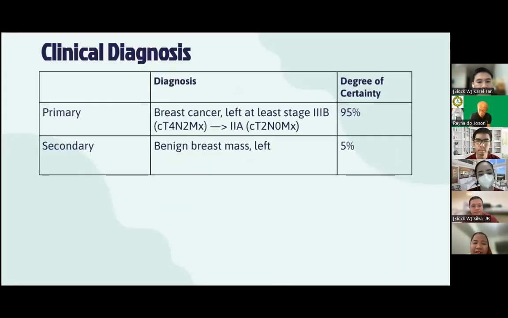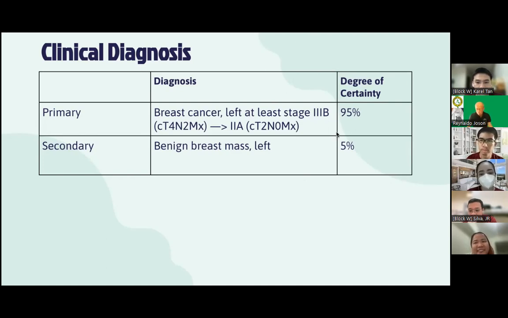So for the paraclinical diagnostic procedures, I'll just give a quick review po ng primary and secondary clinical diagnosis natin earlier. The primary one was, as mentioned, breast cancer left at least stage 3B, CT4 N2 MX, which became 2A, CT2 N0 MX after neoadjuvant chemotherapy.